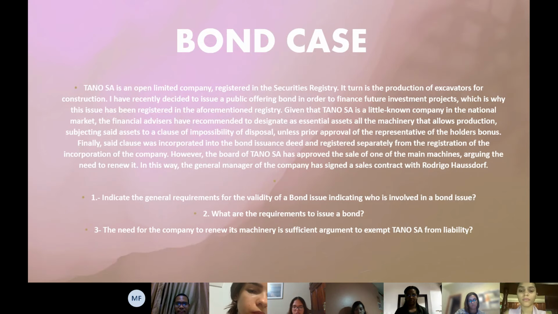The second question is, what are the requirements to issue a bond? The company must follow a number of steps in order to issue bonds. For example, the approach to the operation. First of all, the company talks to the bank and explains its need for financing. Then comes the rating analysis and documentation preparation to go on the market.